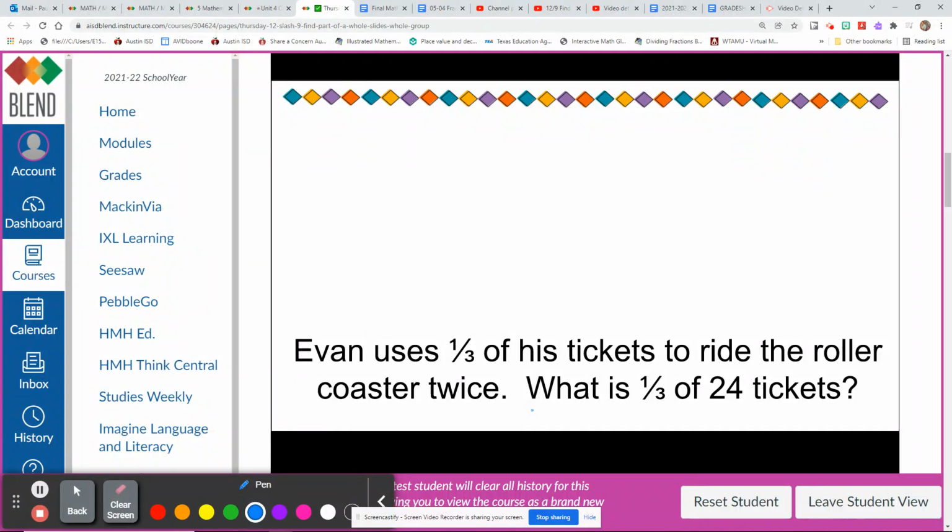All right, so Evan uses 1/3 of his tickets to ride the roller coaster twice. What is 1/3 of 24 of his tickets? I guess 1/3 of his tickets is important, but the rest of our important information is over here: 24 tickets. So 1/3 of 24 is the same thing as 1/3 times 24.